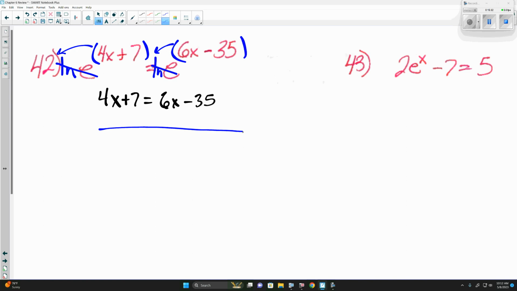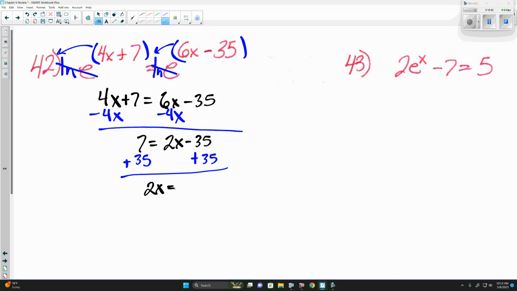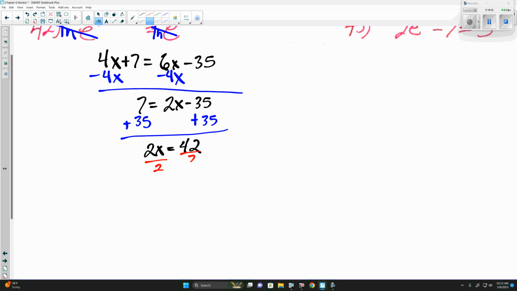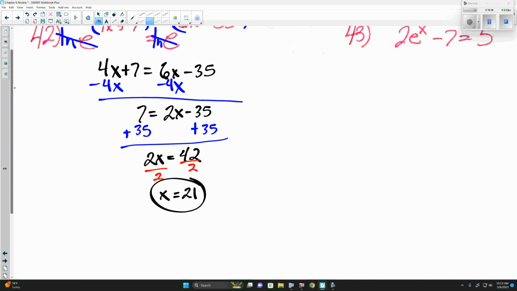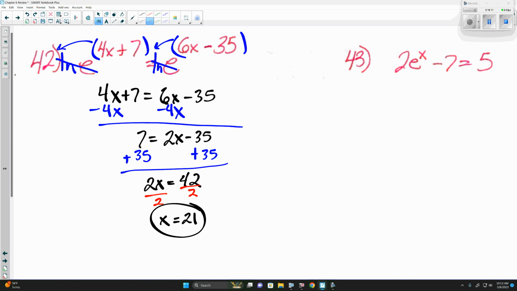Now we just need to get x by itself. So I'm going to subtract 4x from both sides, telling us 7 is equal to 2x minus 35. At this point here we can add 35 to both sides, telling us 2x is equal to 42. And last but not least, we can divide both sides by 2, telling us x is 21. Any other questions on 42?